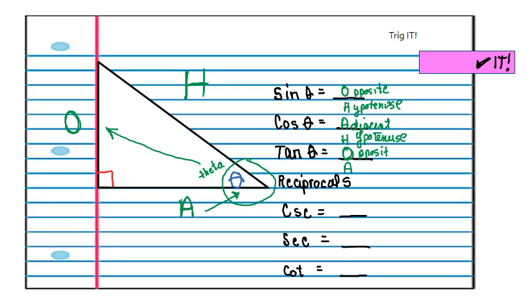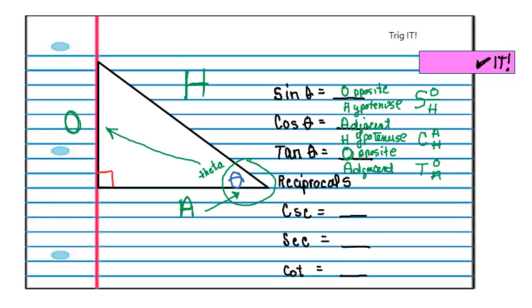Now there's a couple mnemonics to help you remember the order of everything here. Adjacent. Trying to remember how to spell adjacent. And basically what you have is OH, AH, OA. And I'm going to pick the trig one: SOH CAH TOA. Totally goes with the buttons.